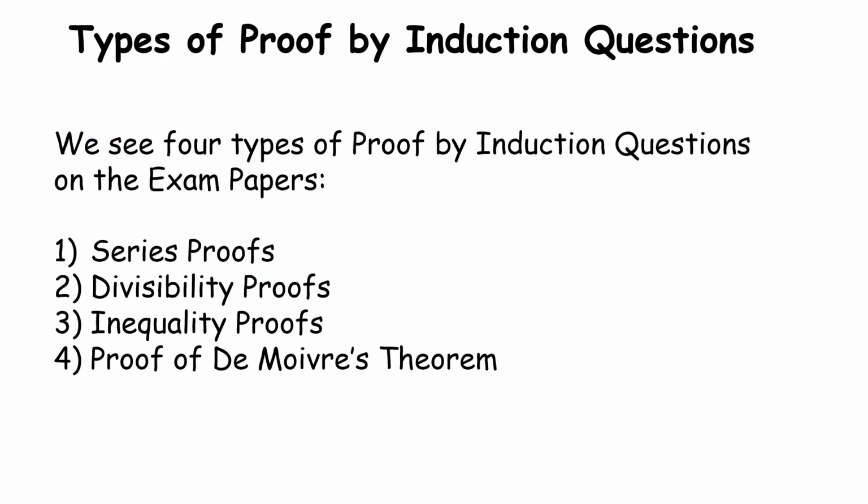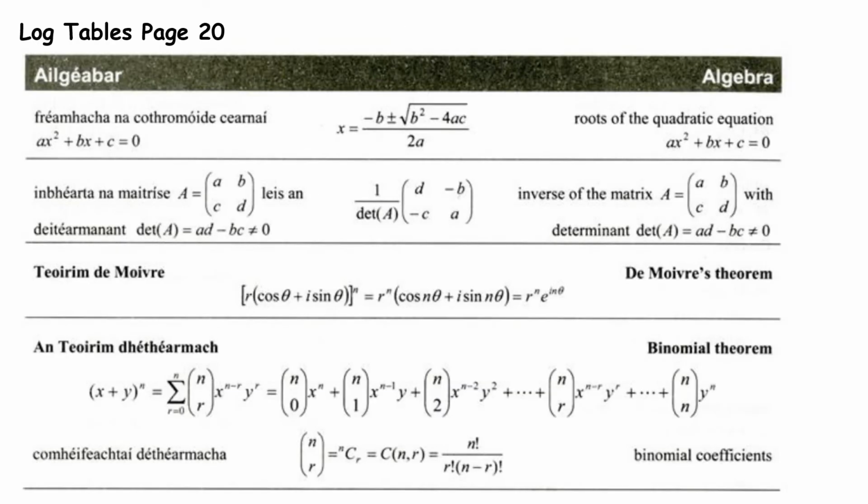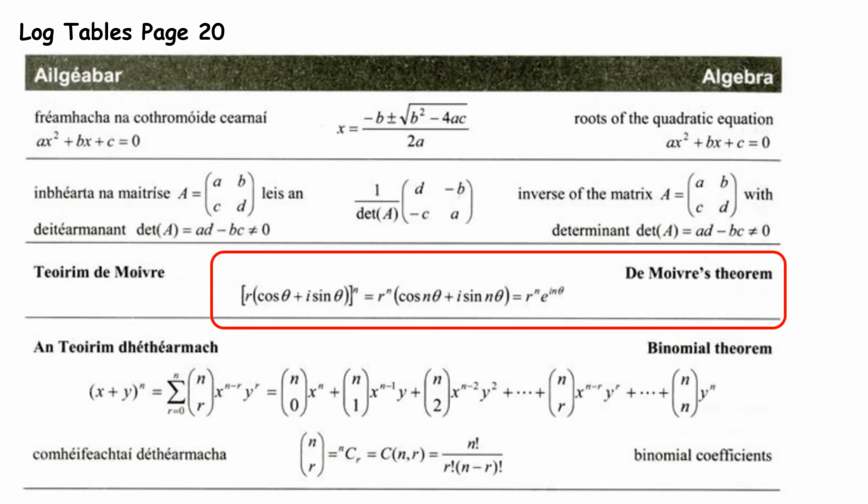So just to remind you that we have basically 3 different types of proof by induction and then de Moivre's theorem. So when we looked at the series proof, that could be asked in any way. We don't have a specific individual proof. However, this one that we're looking at today, de Moivre's theorem, is. So de Moivre's theorem is here on page 20 of your log tables, and we specifically deal with this left-hand part of it. We don't care about that final equals. So we've used this in complex numbers, so now we're just going to prove that it's true.